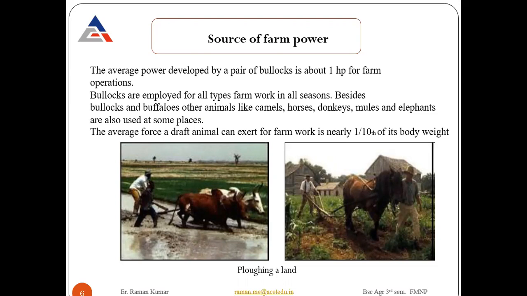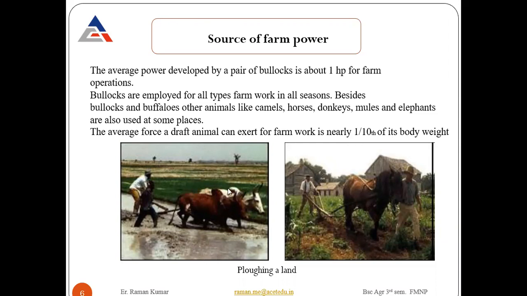The average force a draft animal can exert for farm work is nearly 1/10 of its body weight. So look here, the animal can exert for farm work only 1/10 of its body weight.